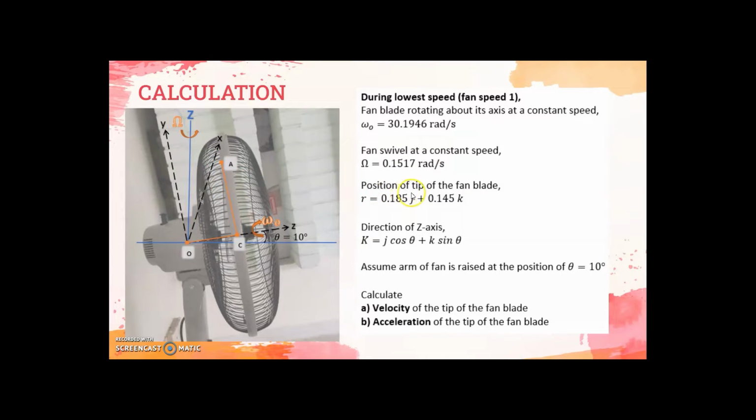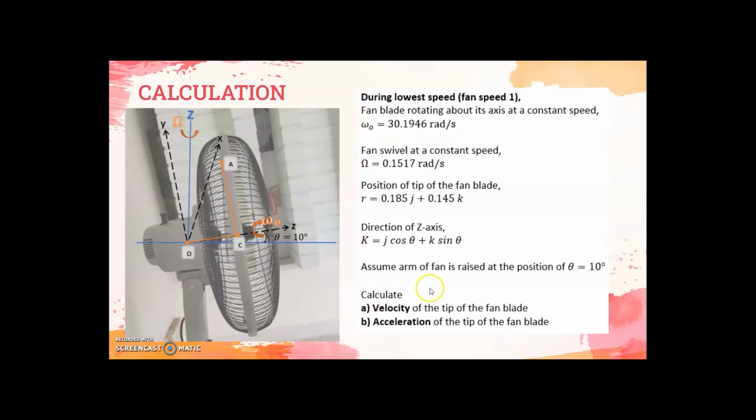And the position of the tip of the fan blade is located 18.5 cm from the Z-axis, which is the distance from point A to point C, while 14.5 cm is the distance from point O to point C. Thus, it is represented by vector R equals 0.185j plus 0.145k in meter unit. The direction of the Z-axis is represented by vector K equals j cos theta plus k sin theta. We assume that the arm of the fan is raised at the position of theta equals 10 degrees.